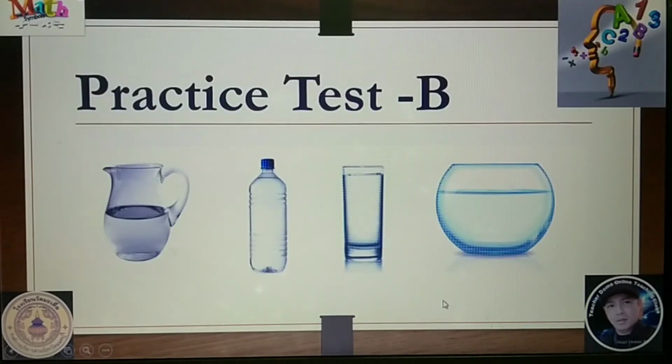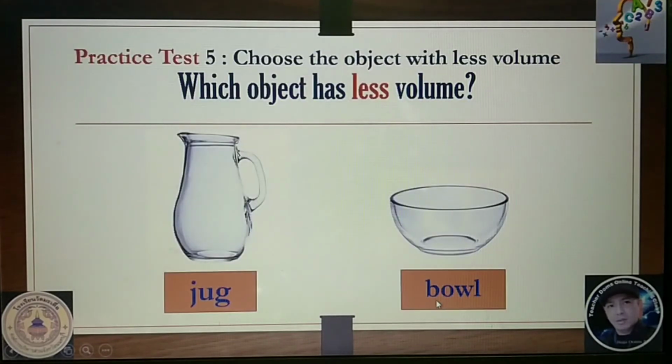Practice test B. Practice test number 5. Choose the object with less volume. Which object has less volume?